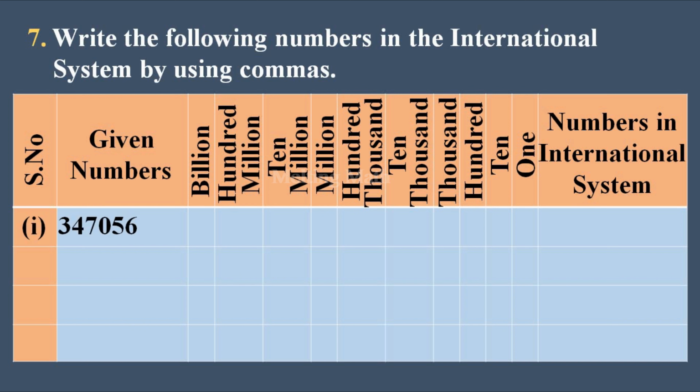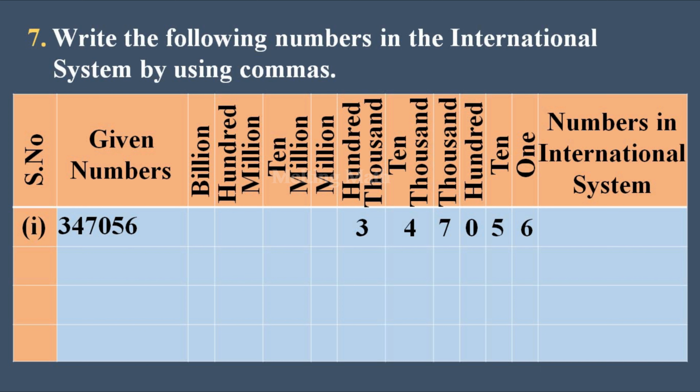First one, just see this number. We know the last digit, that is 6, is in the ones place. Next 5 is in the tens place. Next 0 is in the hundreds place. Next 7 is in the thousands place. Next 4 is in the 10,000s place. Next 3 is in the 100,000s place. Okay, so now we wrote the places of each digit. Based on the periods, we can easily put a comma. If you don't know about periods, please watch the introduction video.